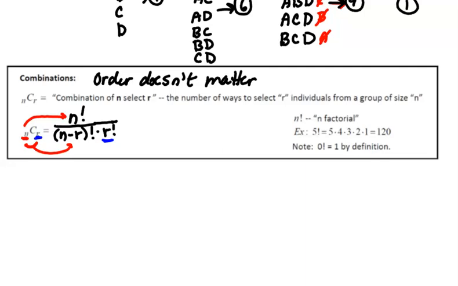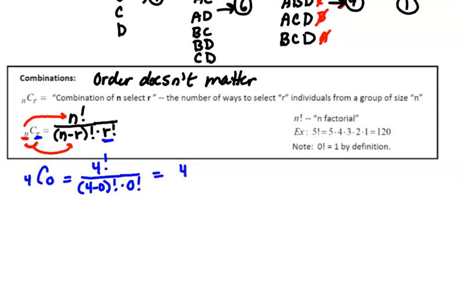So let's apply that to our examples that we just did with our 4 items. So we had 4 select 0. How many ways can I select 0 out of 4? Well, in the numerator, I'm going to write 4 factorial. The denominator, subtract those 2. 4 minus 0 factorial times 0 factorial.